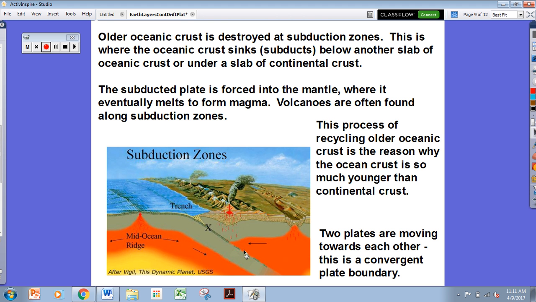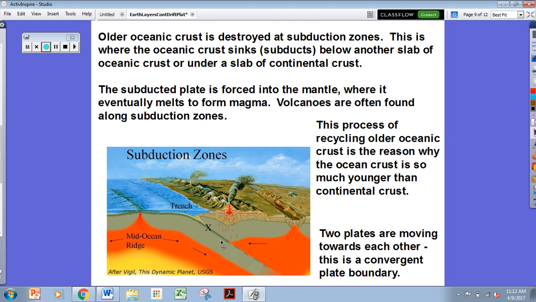It forms magma. We also often find volcanoes near subduction zones, because this molten rock that forms magma then rises up through the crust and can erupt at Earth's surface. This process of recycling older ocean crust is the reason why the ocean crust is so much younger than the continental crust.